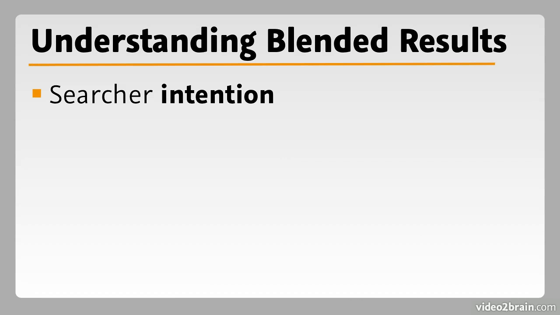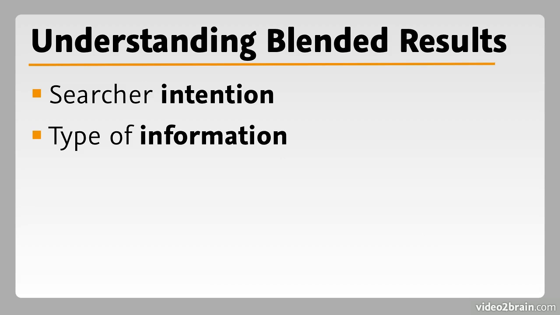First of all, blended results are based primarily on the intention of the searcher. Based on the words searchers use, the search engines try to interpret what they are looking for. So they're looking at an information-based search. They're looking to see, is this user interested in movies, hotels, restaurants, products? So based on that type of information, they're going to change the display of the search engine results.